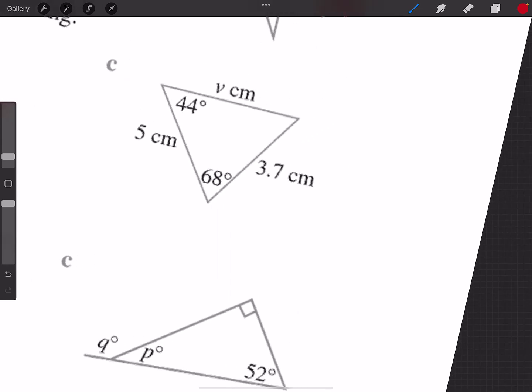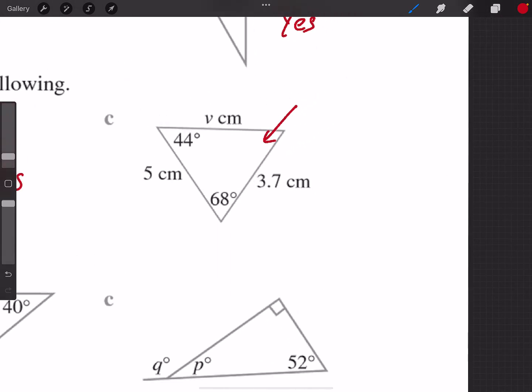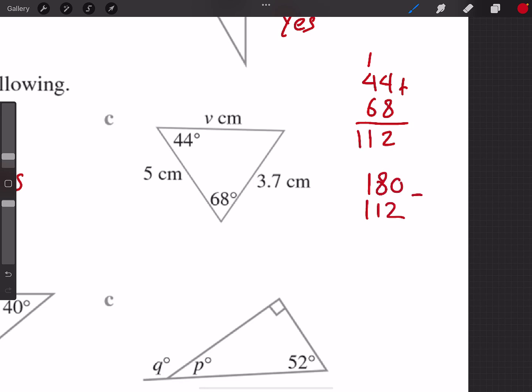Alright, now let's work out this missing angle here for question C. We have 44 plus 68. 4 plus 8 is 12, carry the 1, so 112. Now 180 take away 112 will be 68. So this will be 68 degrees.